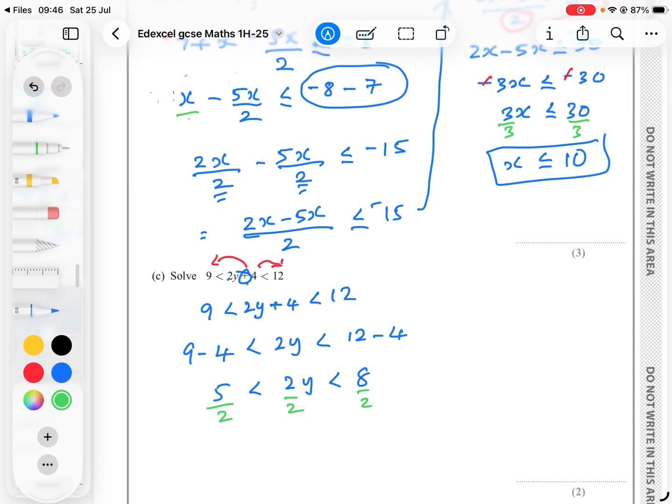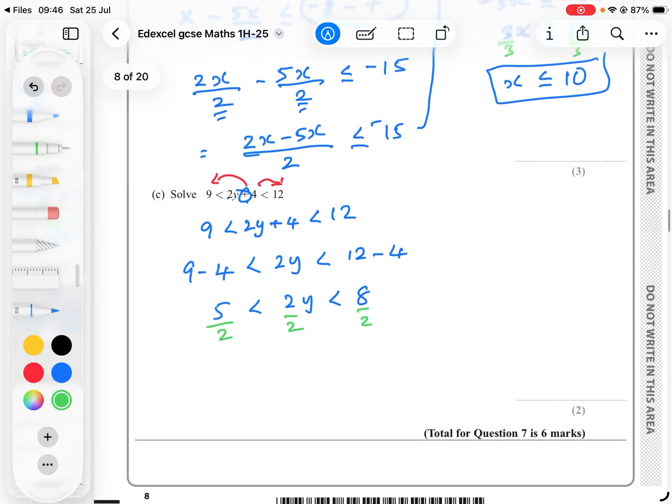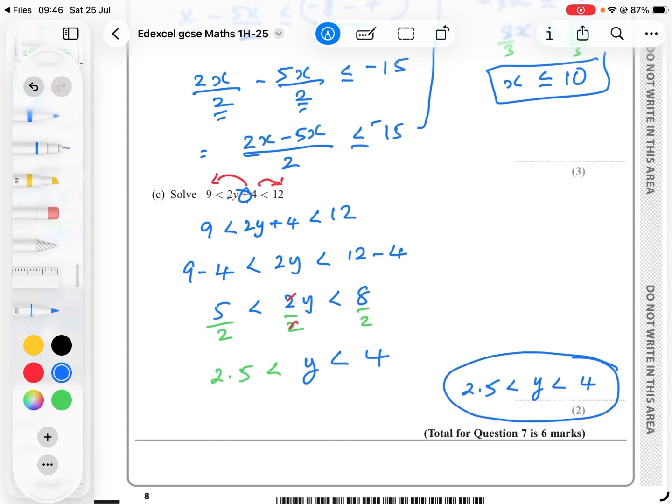So you get 5 over 2, 2.5 less than, 2 to 1 cancel out, y less than 8 divided by 4. So this is your answer. You can write down 2.5 less than y less than 4. That is your answer. Thank you.